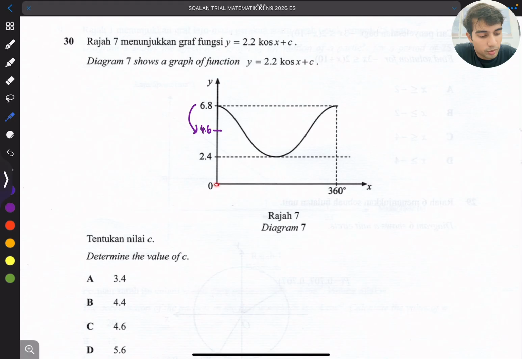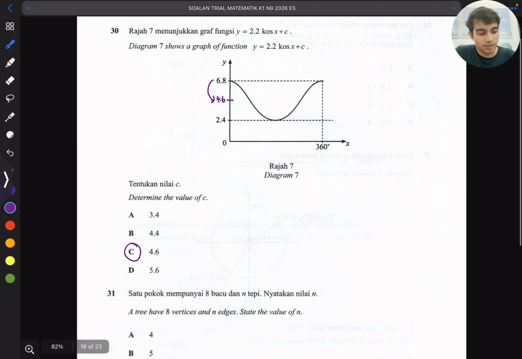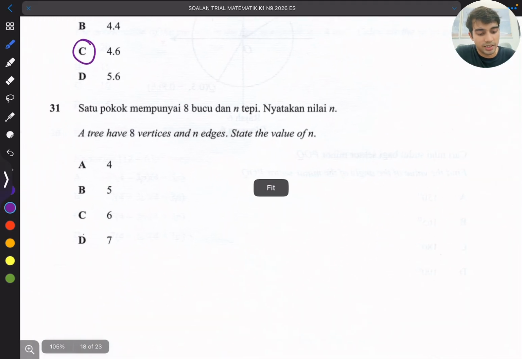So this axis is supposed to be at 0. It has gone up by 4.6. So the constant here will be 4.6. Answer c. Okay, quite difficult also, this paper.